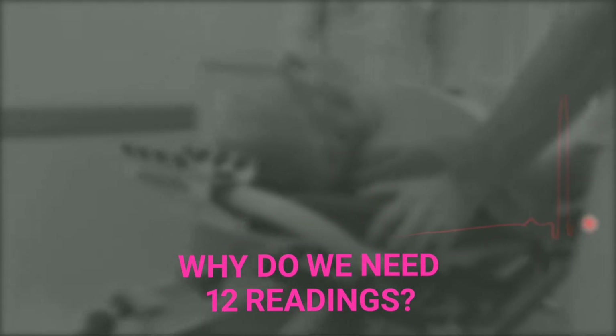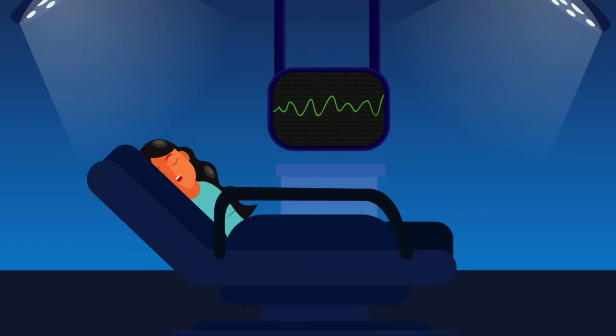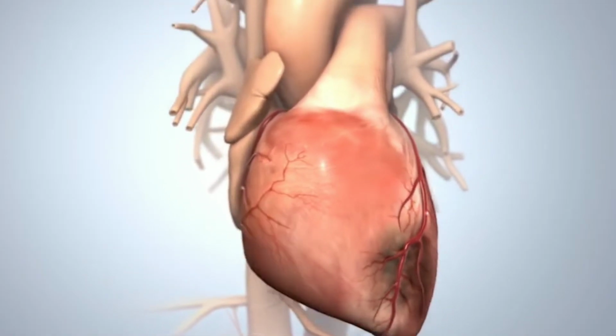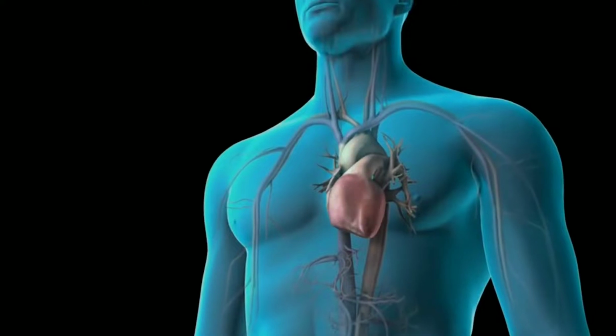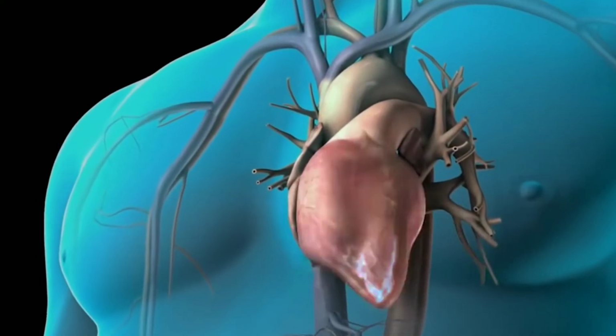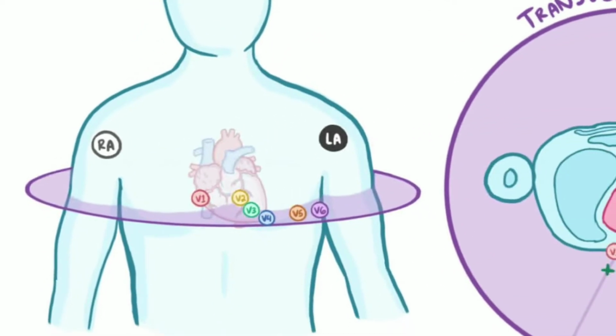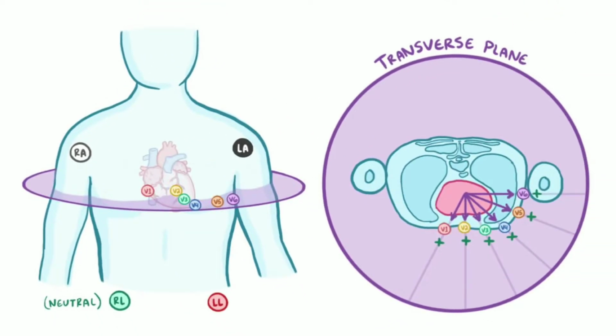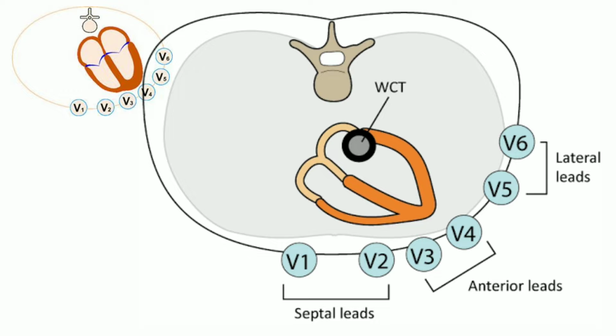But why do we need 12 different readings? How does that help? The most common pathology for which an ECG is used is ischemic heart disease. So if there's an MI, you can locate the exact spot of infarct with the help of 12 leads. If we look at the precordial leads in a horizontal plane, it would be like this. Note that a myocardial infarction can occur mostly in the left ventricle.